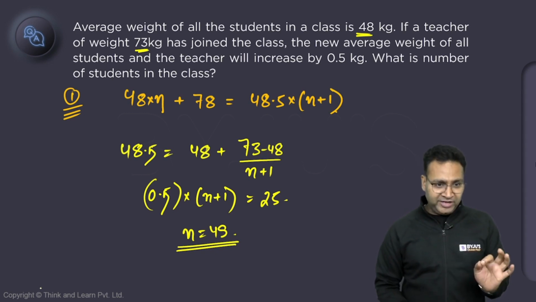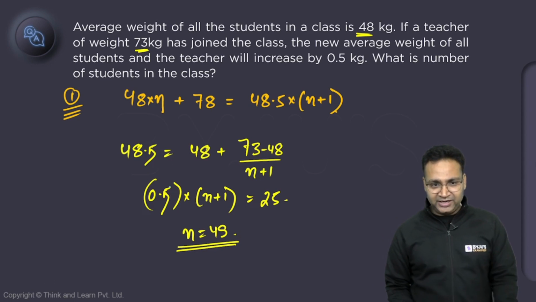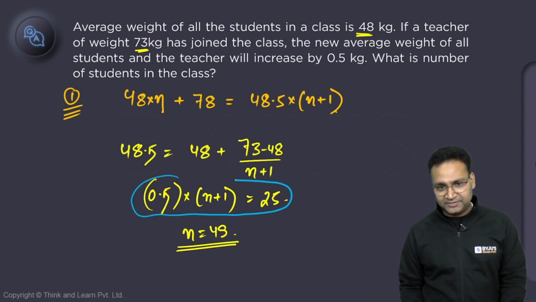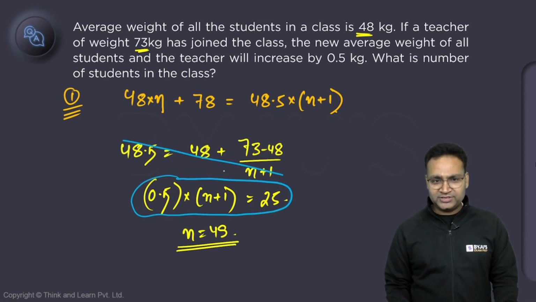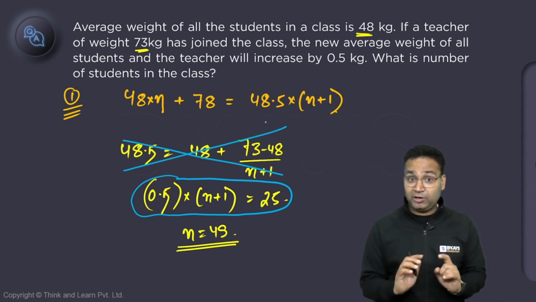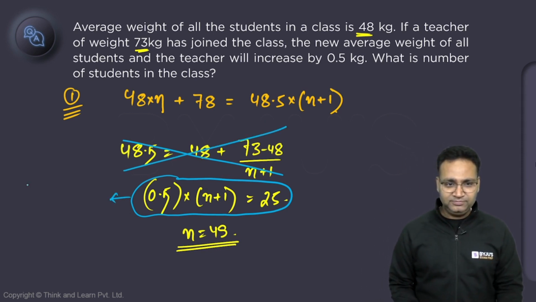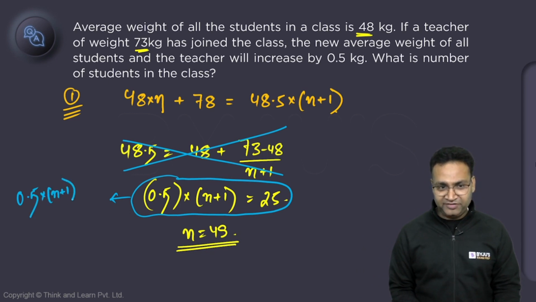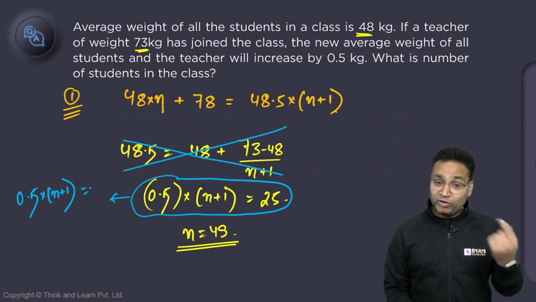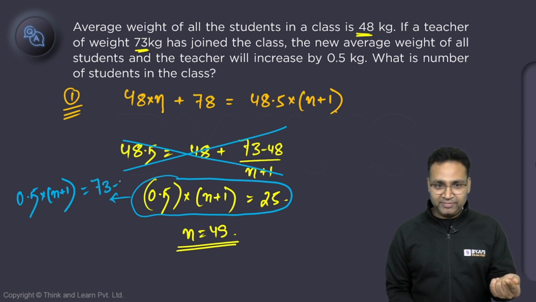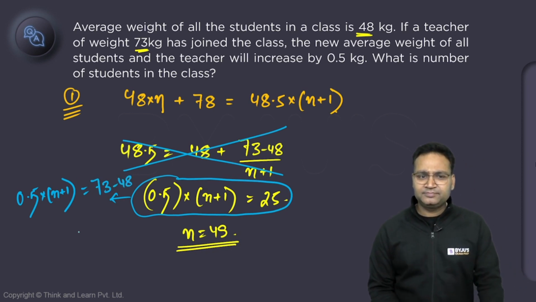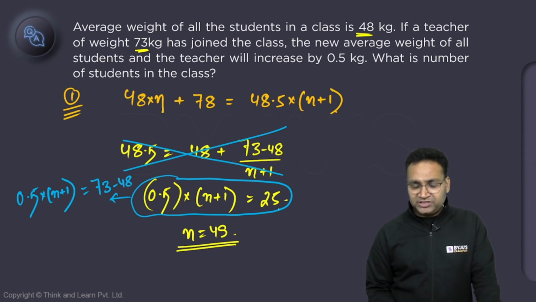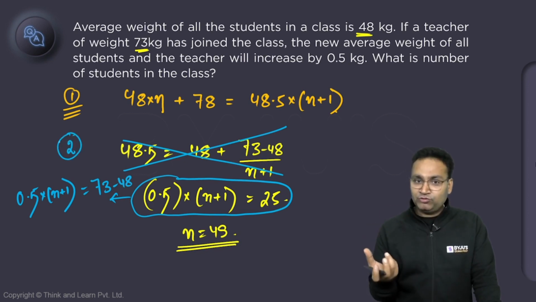Now, my point is, can I directly jump onto this part? No need to do this. I'm saying we can even cut it down. What is the change in average? 0.5. What is the number of people in the group after joining or leaving? n plus 1. What is the total deviation? 73 minus 48. So we can directly jump onto this without even writing anything. So this is the second approach. It is your choice. What's the way you want to follow?